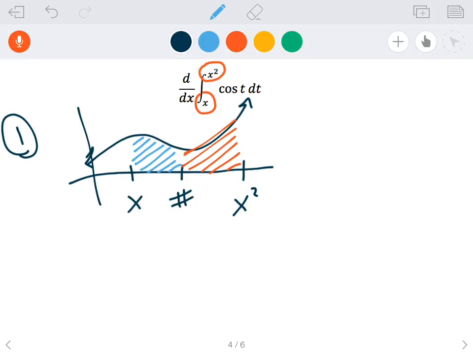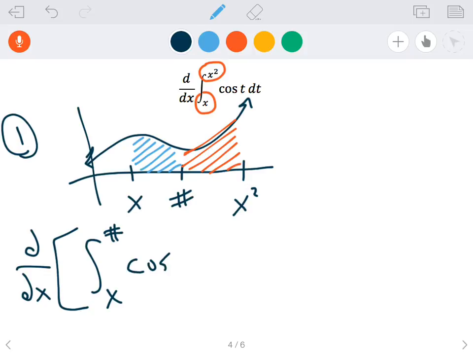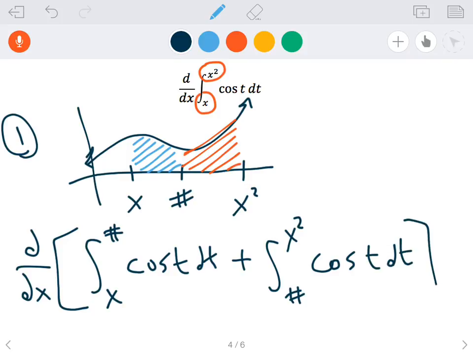And so I can rewrite this problem as the derivative of the integral from x to whatever that number was, you can pick a number if it makes you happy, of my function, plus the integral from that number up to x squared. Now this looks like something that I can manage. This integral looks good to go. I've got a number, I've got a function. As long as I remember to multiply by its derivative, I'll be fine.